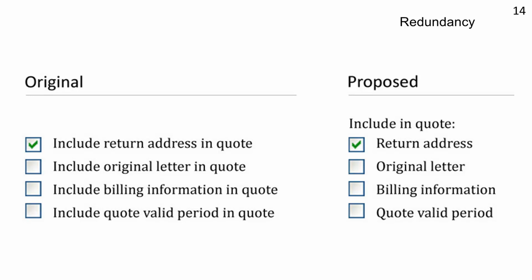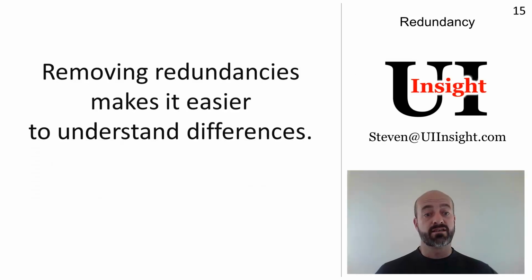That's a lot of words to read, whereas the proposed design lists what you're supposed to include in the quote as a title, including quote, and then each line item is very easily differentiated. That is, return address, that which is different about that line stands out. Original letter stands out. If you look at the original, you have to scan those lines to find the part of each line that's different, and that's a problem. So the proposed design, I believe, takes care of it. So removing redundancies makes it easier to understand differences.